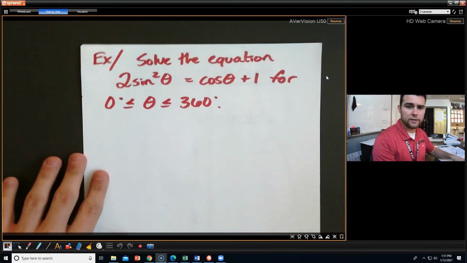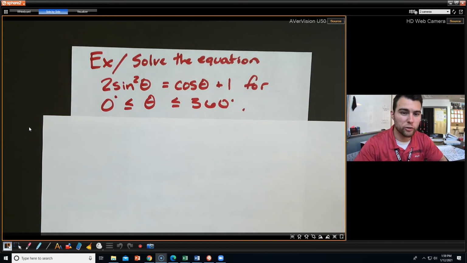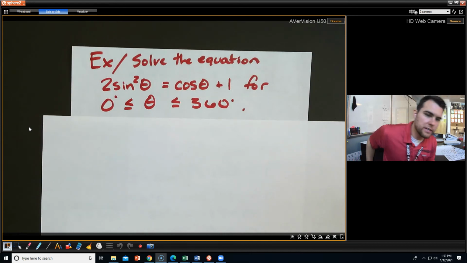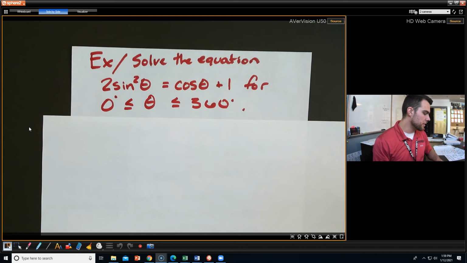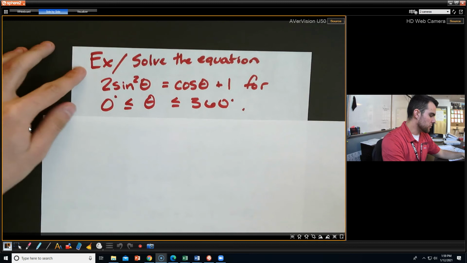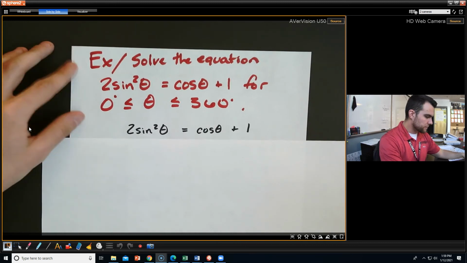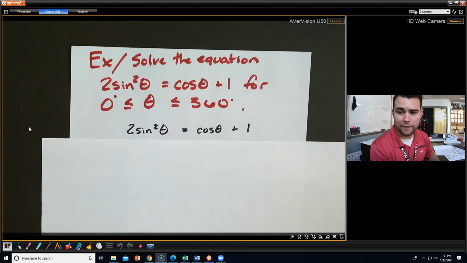This guy right here. Here's our next example. We are going to solve the equation 2 sine squared theta equals cosine theta plus 1 for angles between 0 and 360 degrees. So when we start this problem out, I would really like everything to be in terms of one trig function. That would be nice. Dealing with multiple at a time is kind of frustrating.